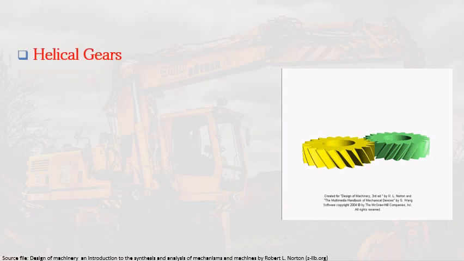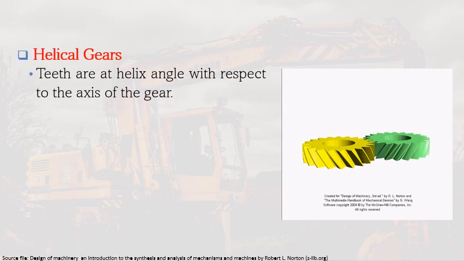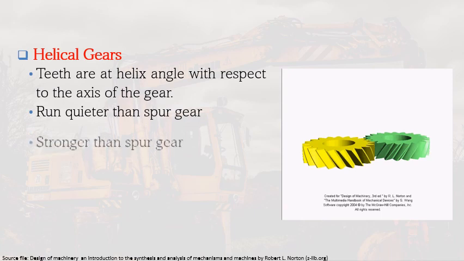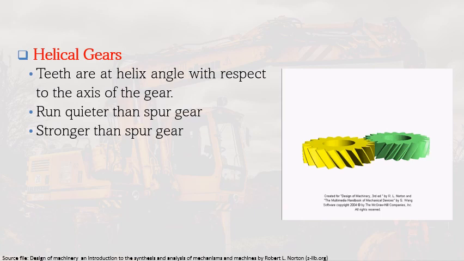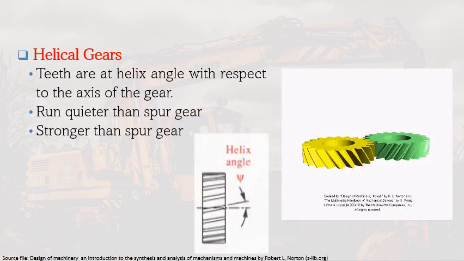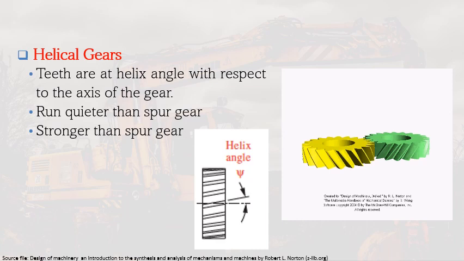Then we have helical gears. The helical gears have teeth that are at a helix angle with respect to the axis of the gear. So it runs quieter than spur gear. That's one of its advantages. And it is also stronger as compared to the spur gear. So the helix angle is the angle with respect to its axis.